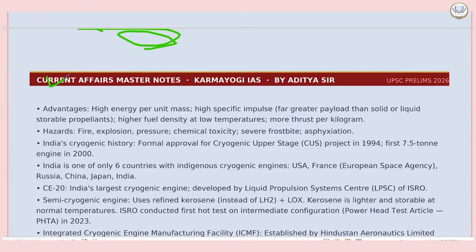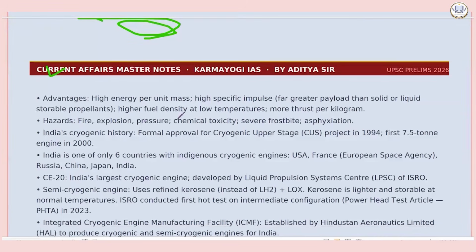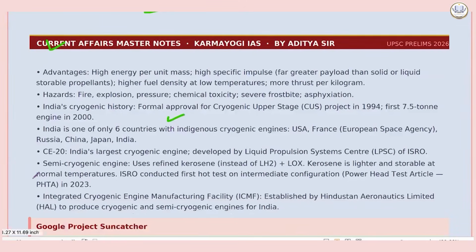The formal approval for the cryogenic upper stage project was in 1994. First 7.5 ton engine in 2009. You must have heard the name of Nambi Narayanan, the great Nambi Narayanan. India is one of only 6 countries with indigenous cryogenic engines. Others are USA, France, European Space Agency included, and Russia, China, Japan, and India. These are only 6. C20, India's largest cryogenic engine, developed by Liquid Propulsion Systems Centre, ISRO.